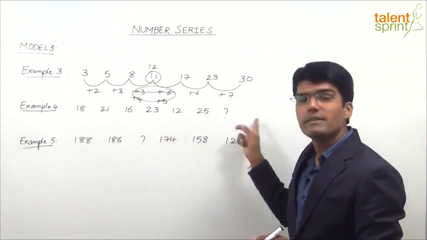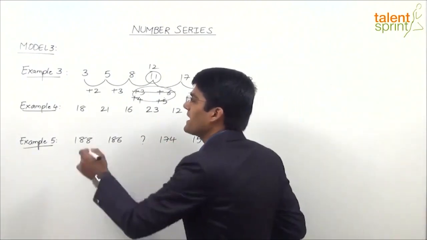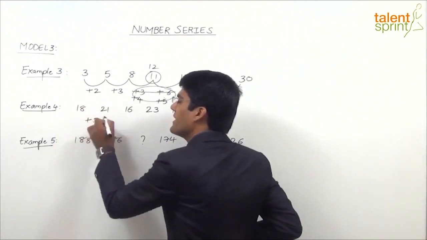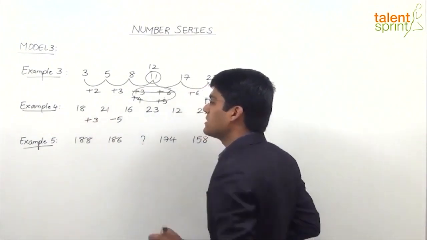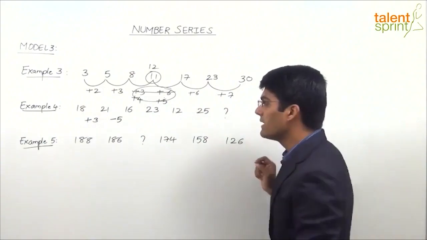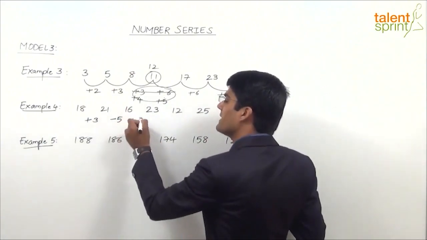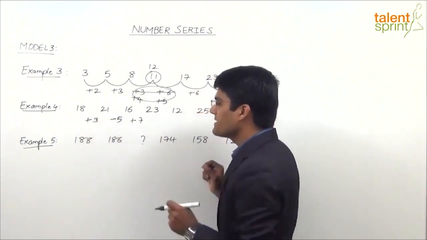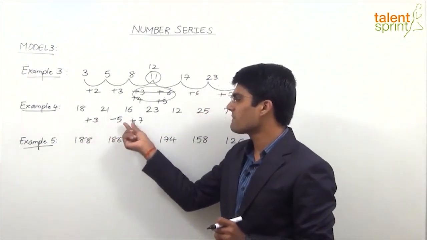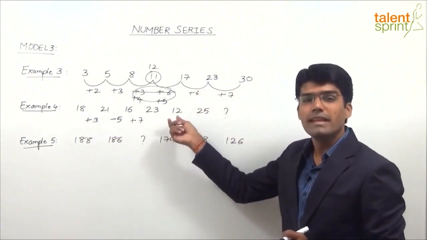Now let us go ahead with the differences between these numbers here. 18 plus 3 is 21. 21 minus 5 is 16. 16 plus 7 gives 23. So far, if we try to observe the differences here, they are like plus 3, minus 5, plus 7. So the next one has to be a negative difference.